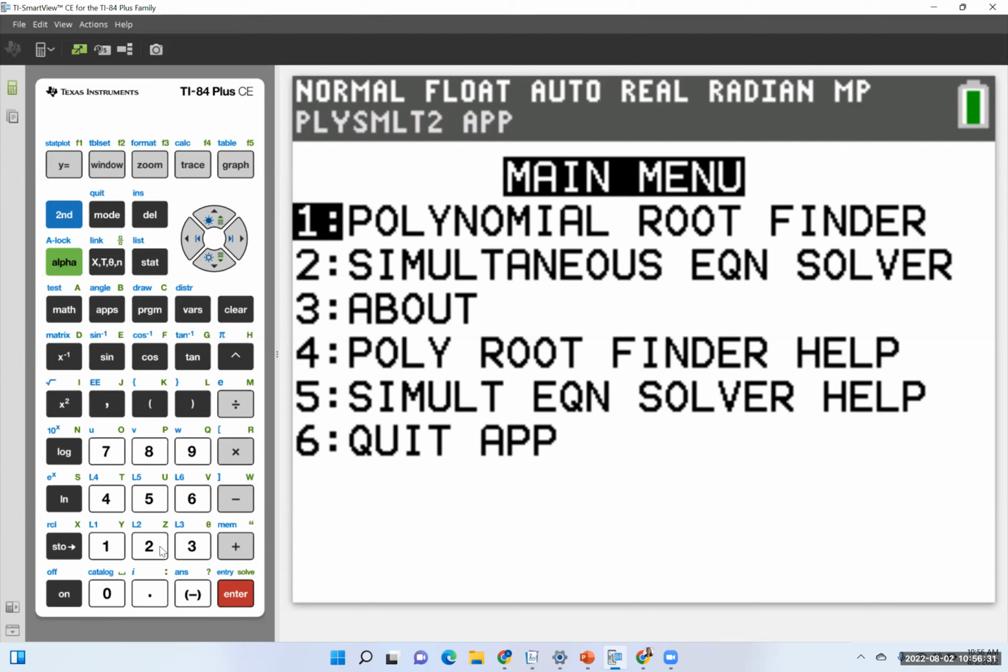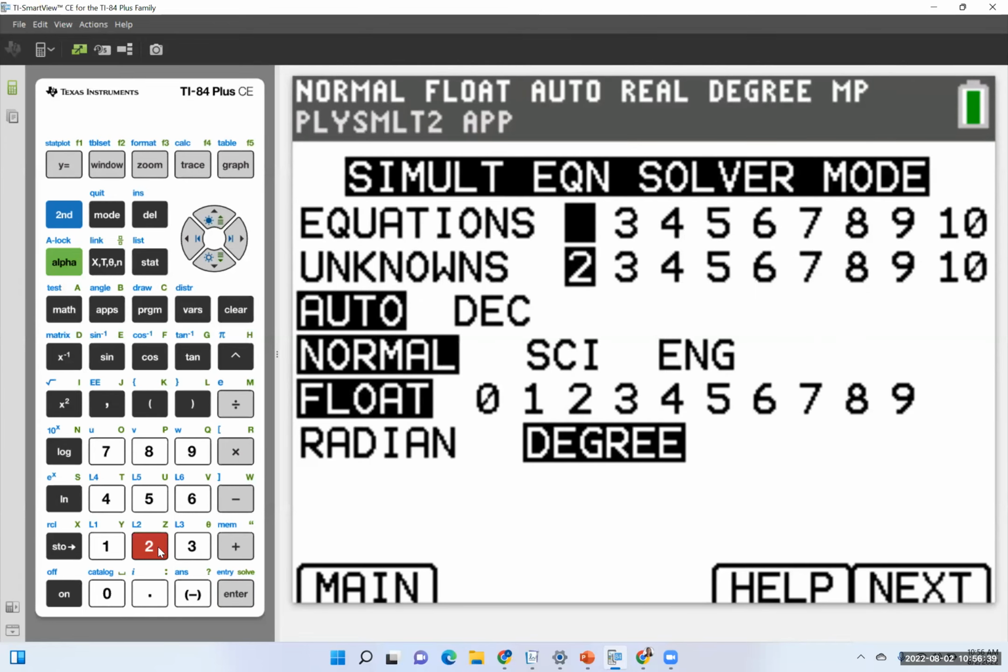Okay. So you'll go into the apps, choose the Polysmlt 2 or whatever, and choose the simultaneous equation solver. Y'all all got to follow me along, because if I go too fast, y'all gonna be like, what's she doing? So whenever I did it, I clicked the poly whatever, then it took me to a big screen saying polynomial root finder and simultaneous equation solver. If you just started, you probably don't have the second version of the app, so it may be a little different, but choose the simultaneous equation solver.